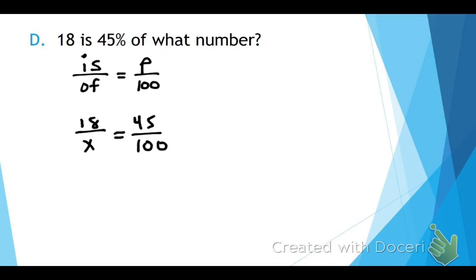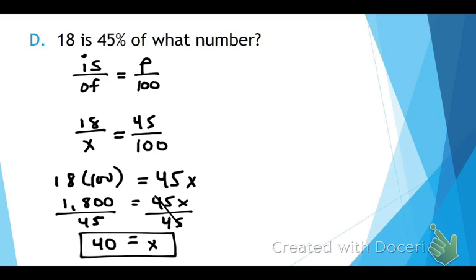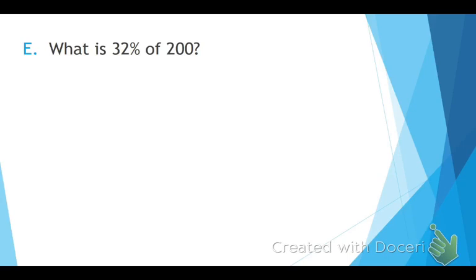Okay? So when you multiply it out, 18 times 100 equals 45x. What is 18 times 100? 1,800. 1,800 equals 45x. What do I do now? Divide both sides by 45, and what do you get? 40. X equals 40. Should this be a percent? No, it is not a percent.